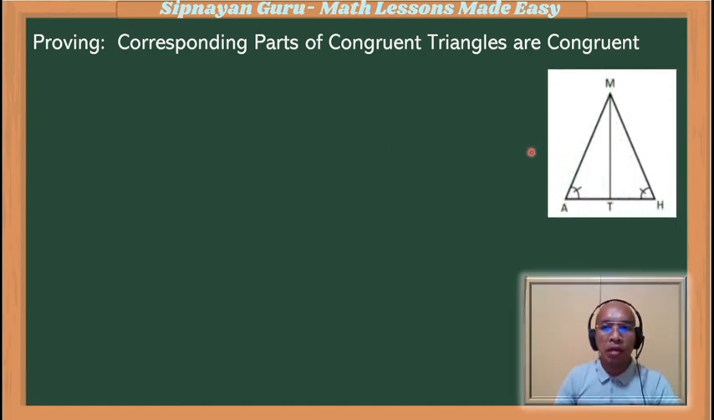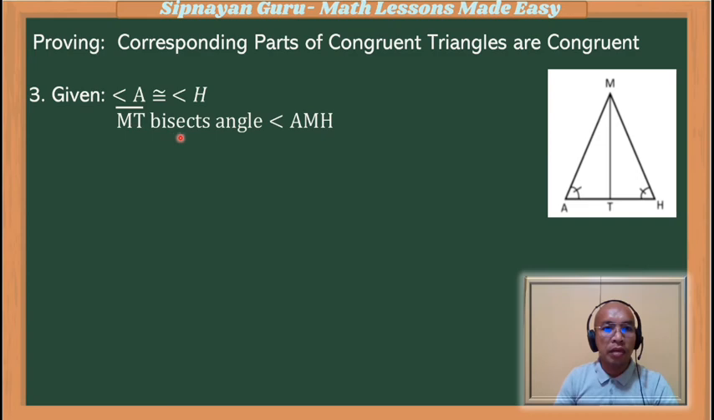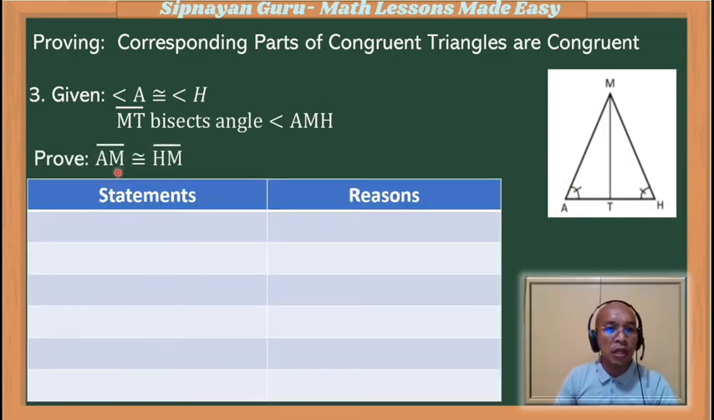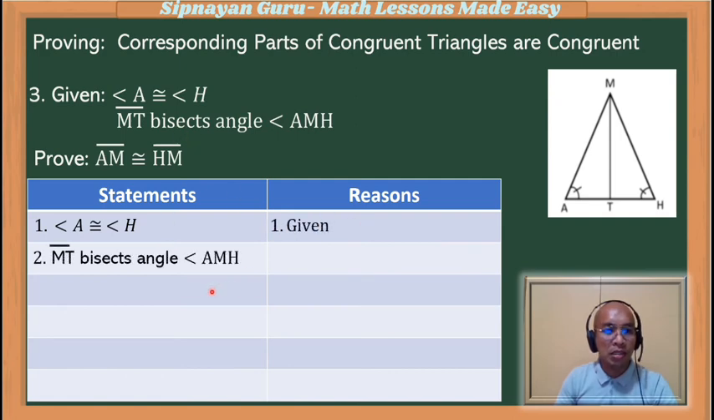Next example, we have the given statement. Angle A is congruent to angle H, and segment MT bisects angle AMH. So this segment divides this angle AMH into two equal parts. We are asked to prove that segment EM is congruent to segment HM. So the first statement is the given statement. Second, the other given statement.